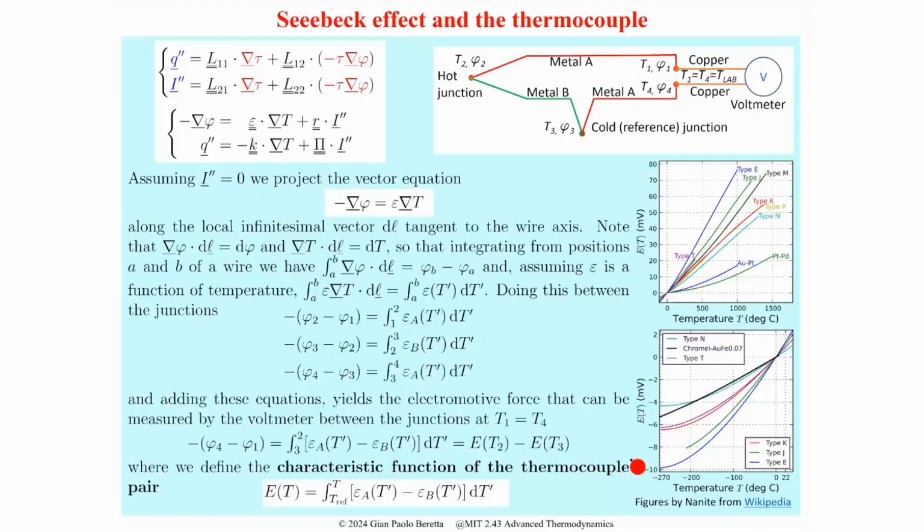That means at the end of this calculation, what's the final result? That we may have a difference in voltage measured by our voltmeter if there is a difference in temperatures between 2 and 3, T2 and T3. And of course, in order to have this voltage, you need that the characteristic function of that thermocouple be different at these two temperatures.